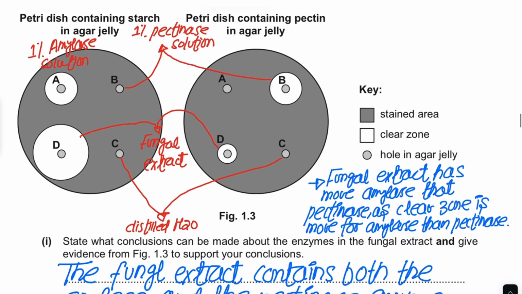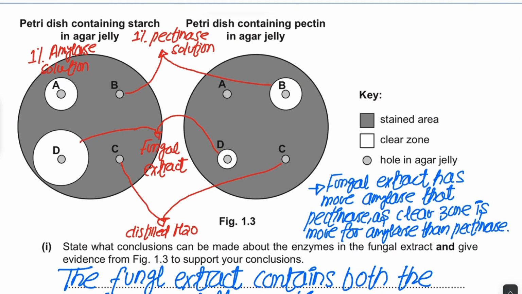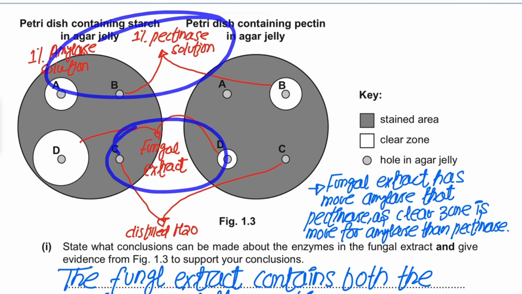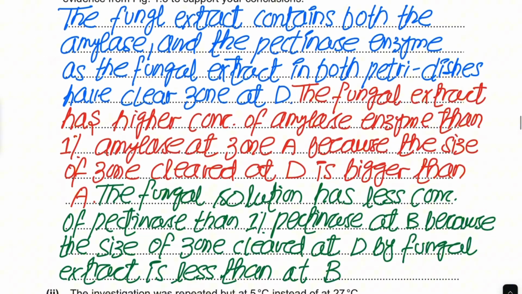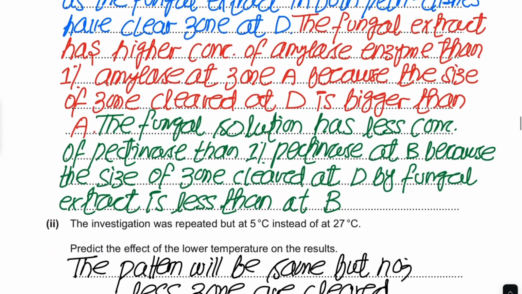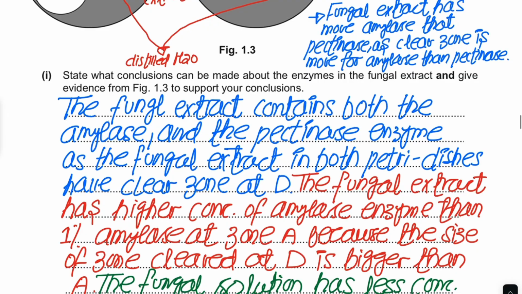Now, if I were to show you the next diagram of that, I have just labeled them up. And here they have a total of 4 marks. They said state one conclusion that can be made about the enzymes in the fungal extract and give evidence from figure 1.3 to support your conclusion.